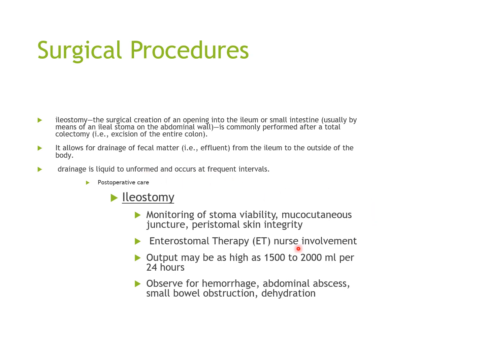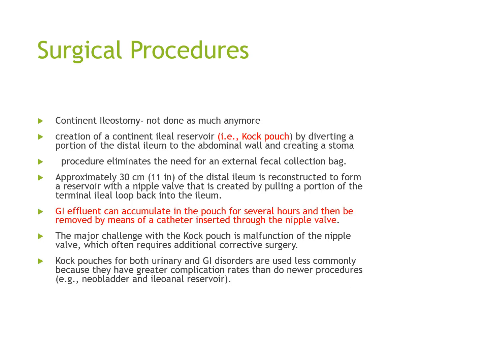Your nursing focus is really monitoring the stoma, making sure it looks good, right? There's usually an ET nurse, and your output may be as high as 1,500 to 2,000 mLs per 24 hours, but you're watching for things like hemorrhaging, abdominal abscess, small bowel obstruction, and dehydration, because you want it to be able to work like it should, at least as well as it should, all right?